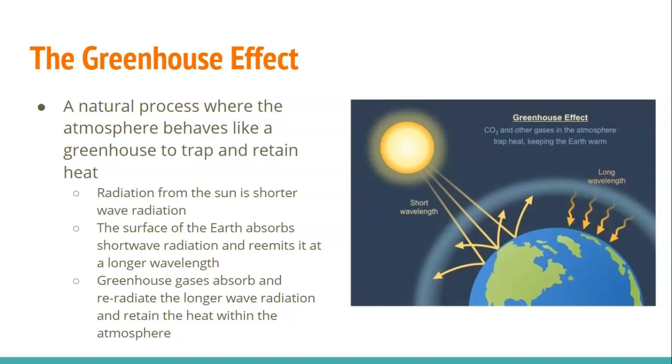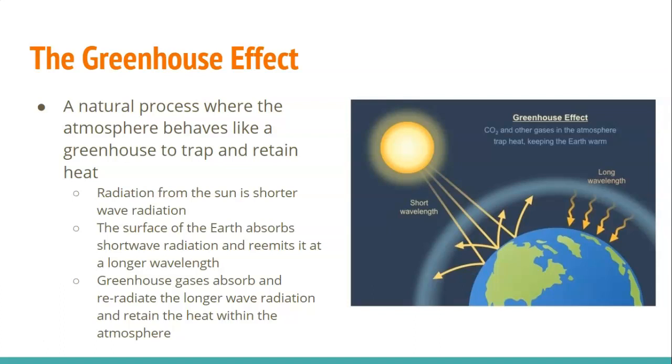By doing that, the Earth is able to maintain life. If we were unable to keep this heat from the sun in our atmosphere, we wouldn't be able to live on Earth. It would be freezing. So it's a massive process, and it's absolutely vital to our survival.